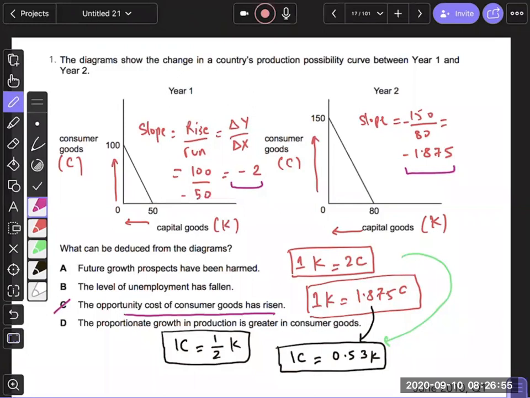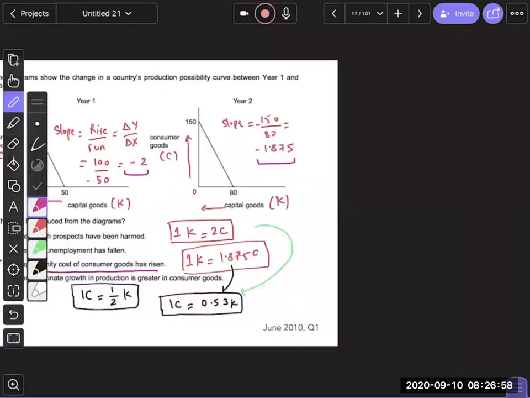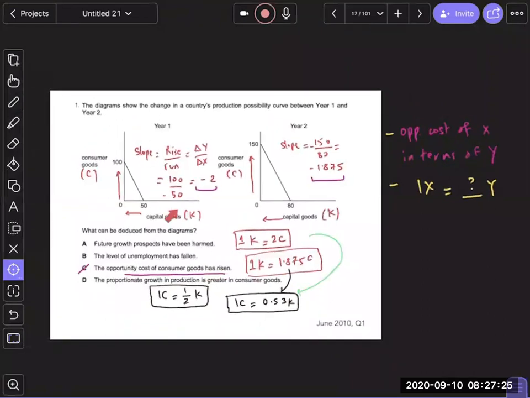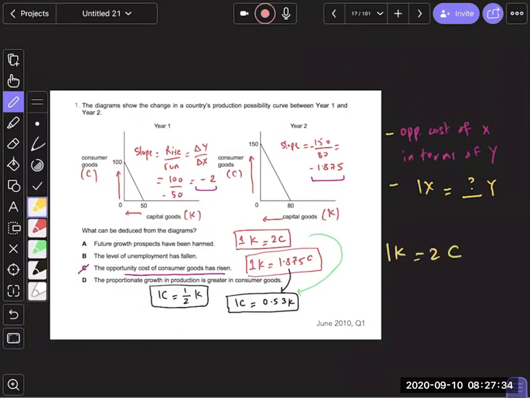Okay, then I'm saying this, that remember, the slope is the opportunity cost of X in terms of Y. This is what we said as well. In other words, for one X, how much Y are you losing out? So for X, the capital goods: for one capital good, I was losing 2 consumer goods. That's what we did in the class.